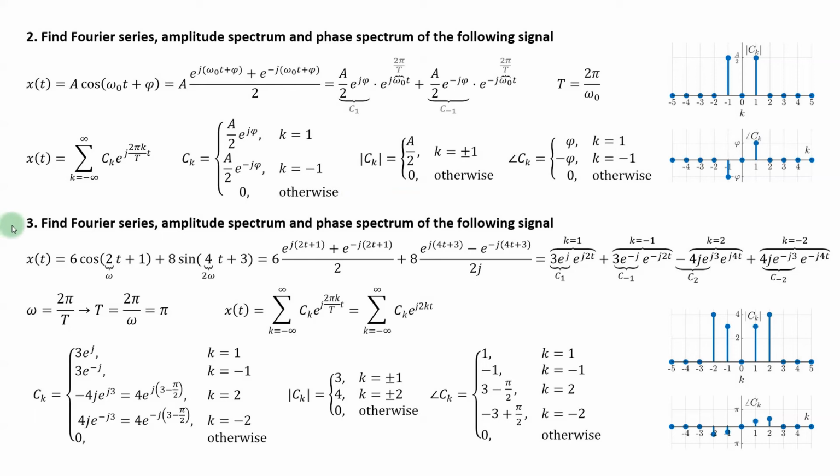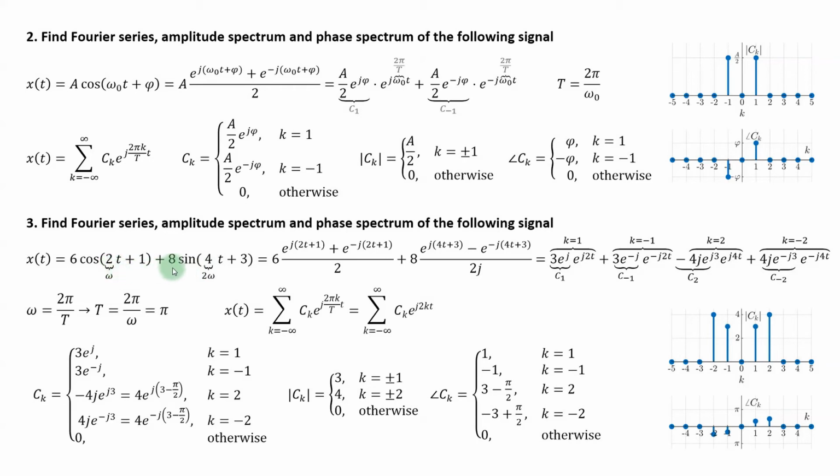Now, let's take a look at something a little bit more complicated. Again, we want to find the Fourier series, amplitude and phase spectrum of this signal. This time, I do not have a single cosine, but I also have this sine. How will I deal with this? Well, I could start integrating, or I could start thinking. First, I will note that the frequency of this sine is twice the frequency of this cosine.